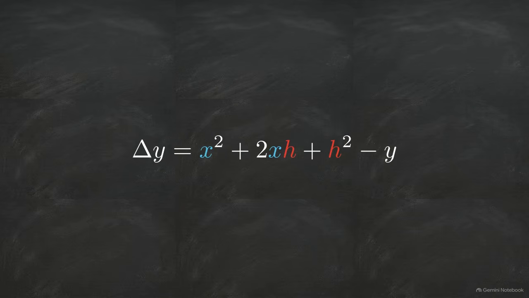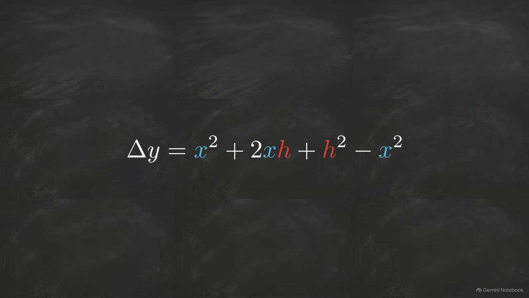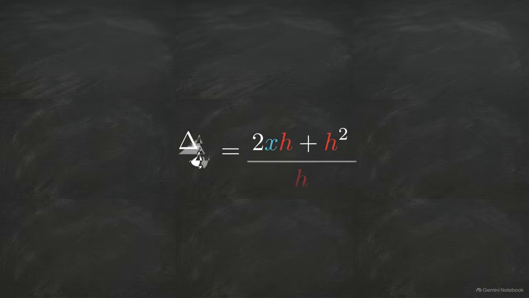Now, to finish finding the actual change, delta y, we must subtract the old y value from this new string of terms. Our old y was simply x squared. Look closely at the equation. The original x squared and the minus x squared perfectly cancel each other out. This isolates our change in y, leaving us with exactly 2xh plus h squared.